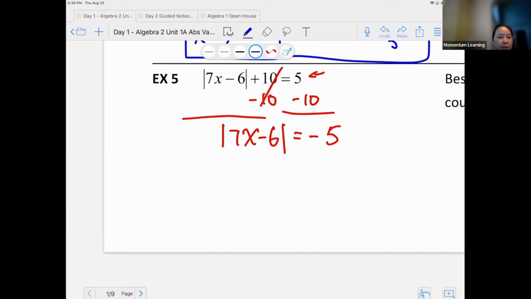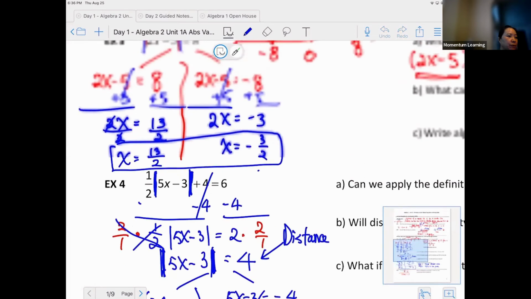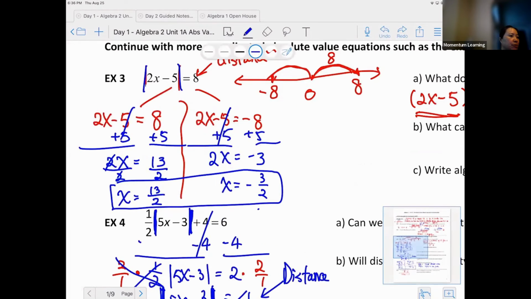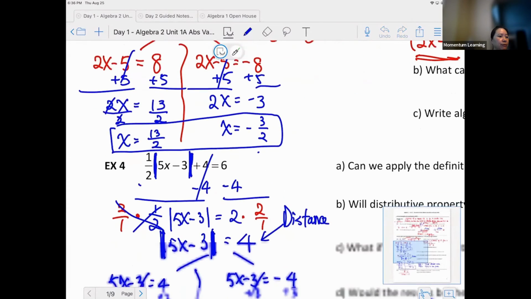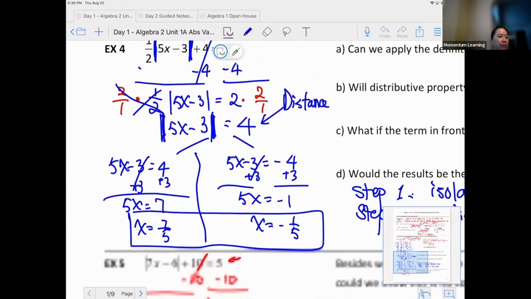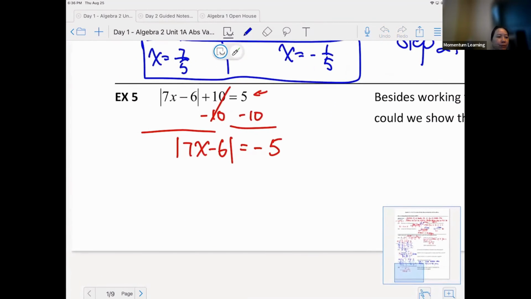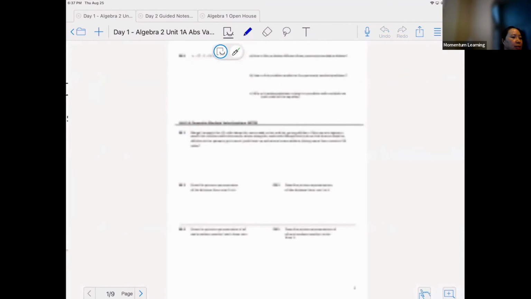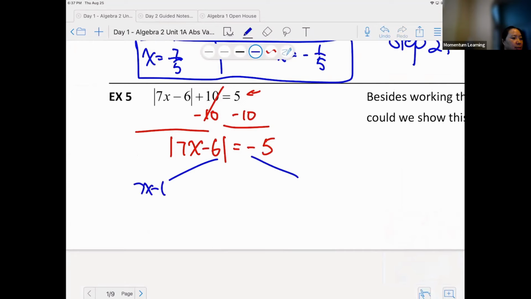So what you have to do is split that. In examples 3 and 4, what we did is splitting, right? When we split, we actually take the bar away. Now number 5, I believe quite a few of you said, okay, splitting this, so you have 7x minus 6 equals, copy down, and then the other side is the opposite.